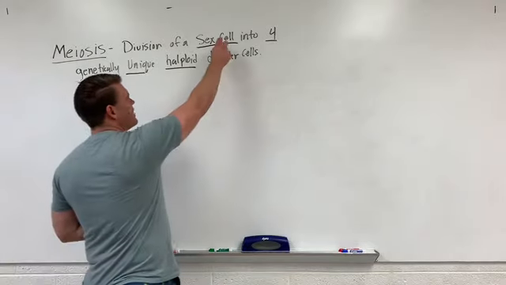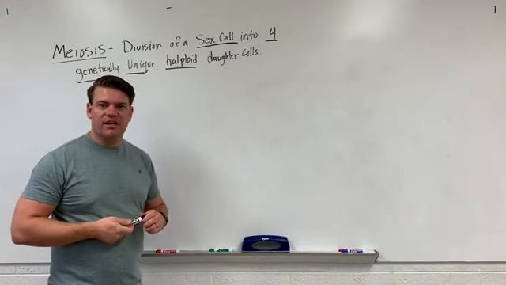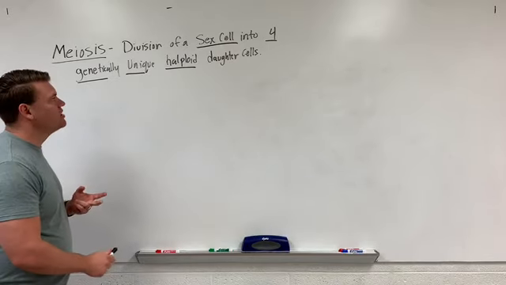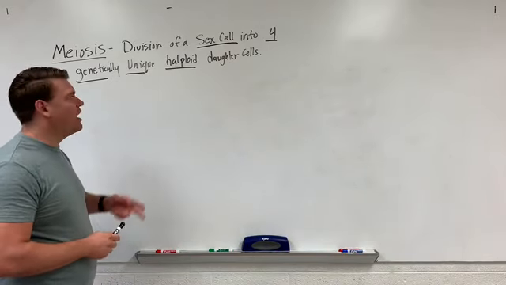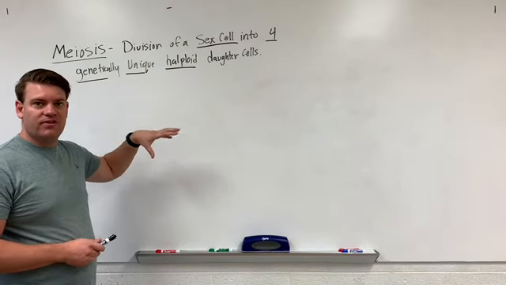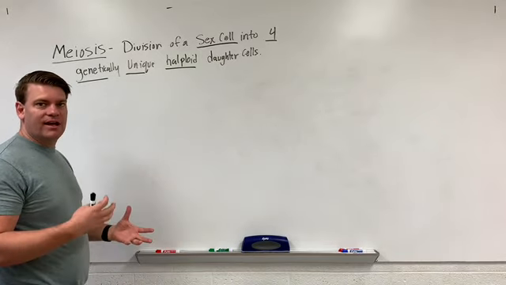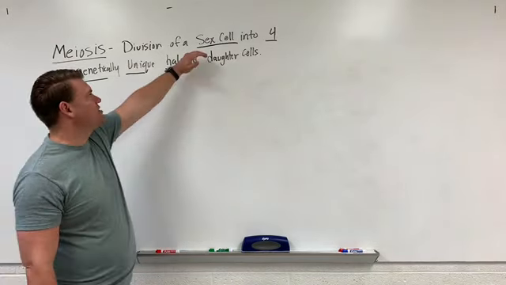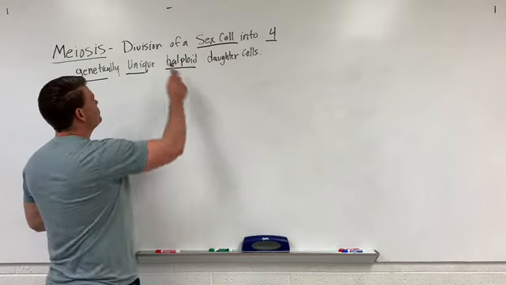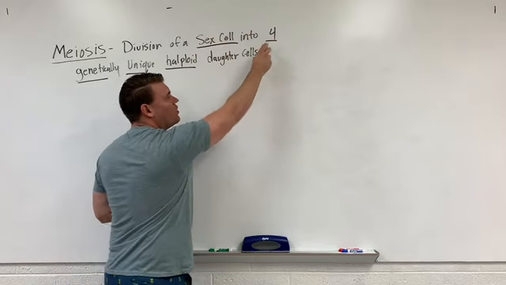So first of all, sex cells. So our sex cells, those are going to be like the ovaries in your females and your testes in your males. And after this division, the daughter cells are going to be the eggs for the females and the sperm for the males. So that's what we're doing here, creating egg and sperm cells from our sex cells, so the ovaries and the testes.